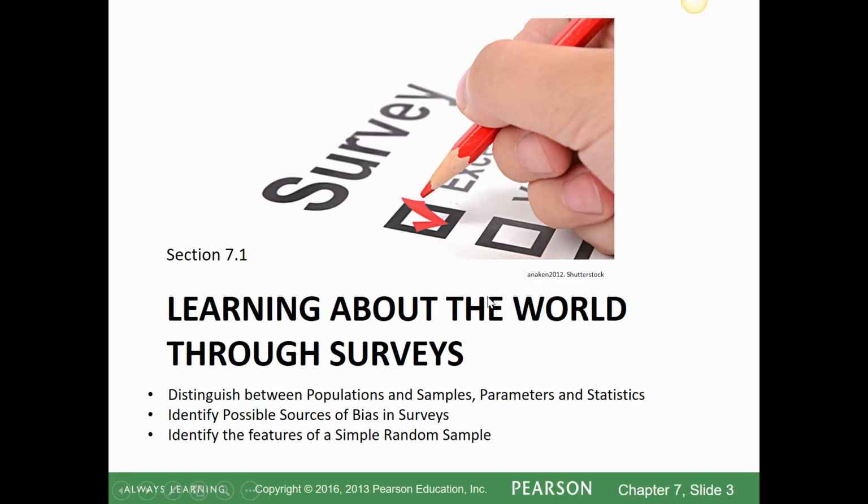So section 7.1 is titled Learning About the World Through Surveys. The three main things that we want to get from this lesson are to be able to distinguish between populations and samples, parameters and statistics, identify possible sources of bias in surveys, and identify the features of a simple random sample.